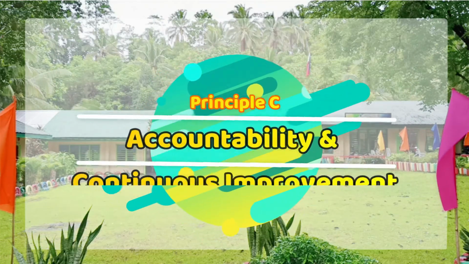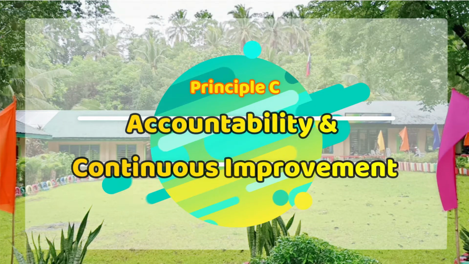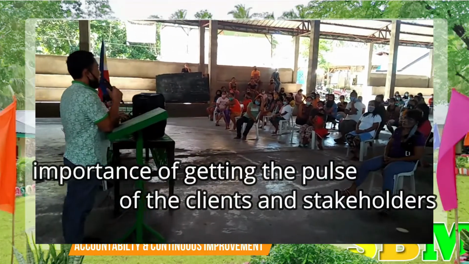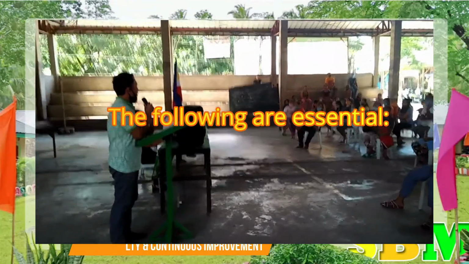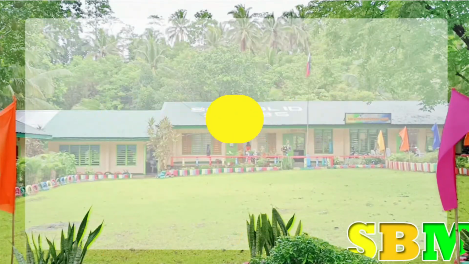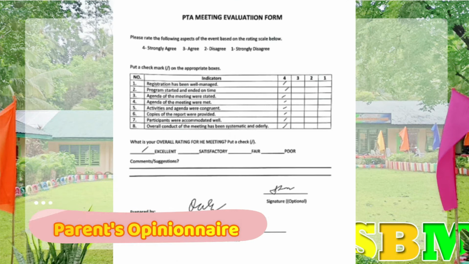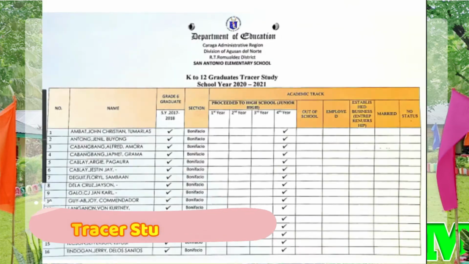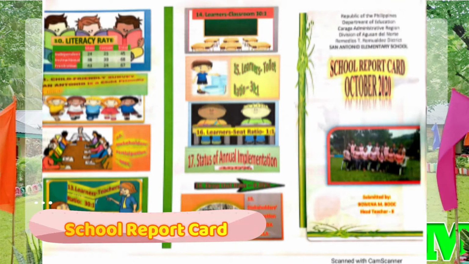Principle C, Accountability and Continuous Improvement, emphasizes the importance of getting the pulse of the clients and stakeholders. Hence, the following are essential: assessment tools such as Client Satisfaction Survey, Parents Opinionnaire, Checklist Form, Survey Questionnaire, Tracer Study Tool, and School Report Card.